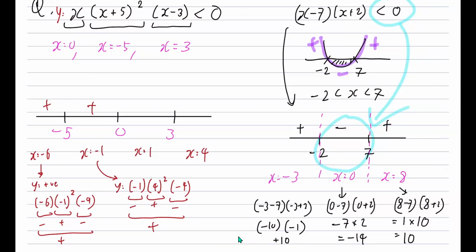Then the next one, x equals 1. So y equals 1 times 1 plus 5, which is 6 squared, times 1 minus 3, which is negative 2. 6 squared is positive, 1 is positive, negative 2 is negative. So negative. Put a minus here.